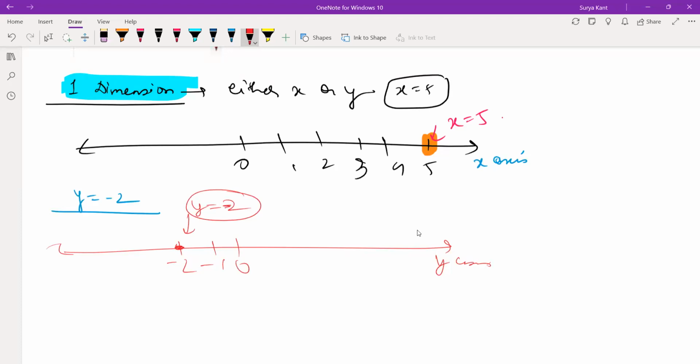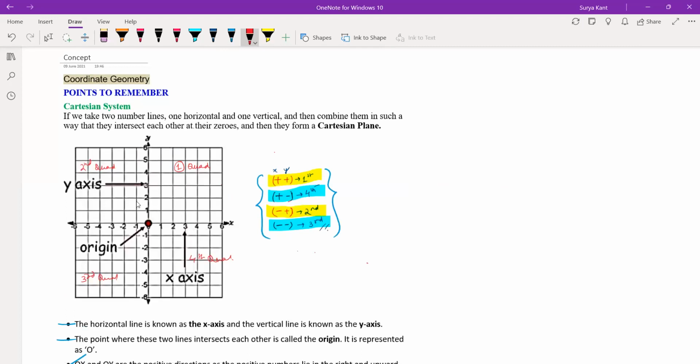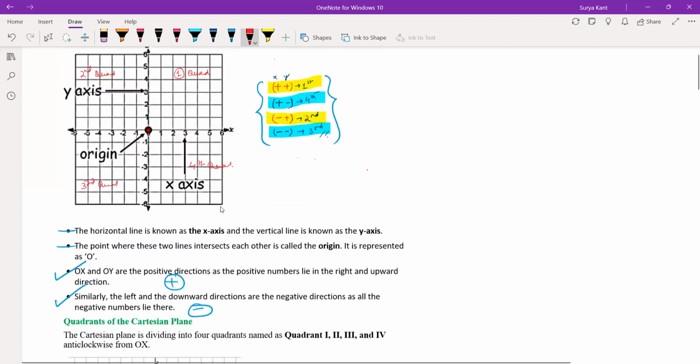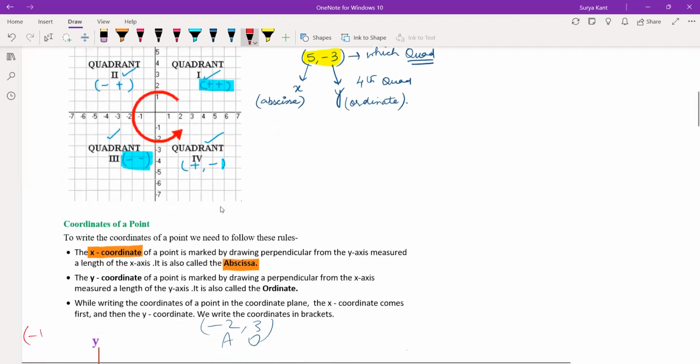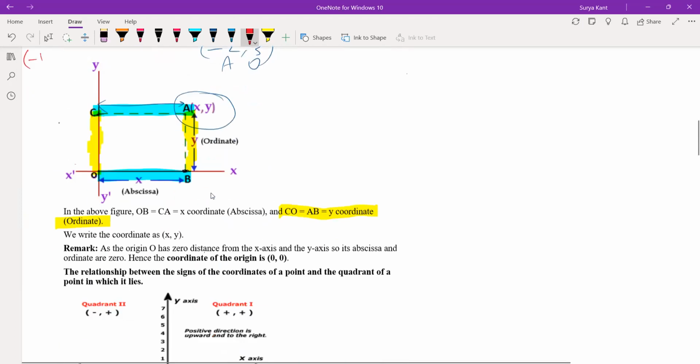So, understood the difference between single dimension and two dimensional? Is it clear to everyone? Yes, sir. So one is your normal coordinate, what we have learned. Then quadrant we have learned. Then which axis the coordinate lies in. What is ordinate? What is abscissa?